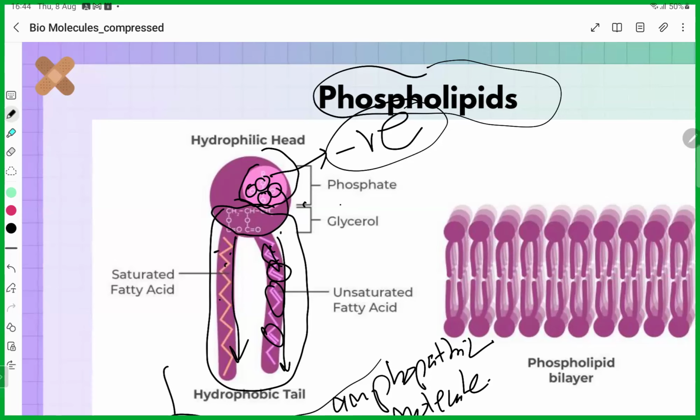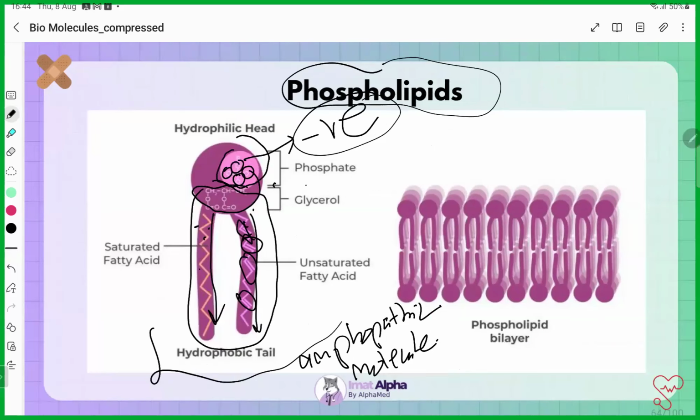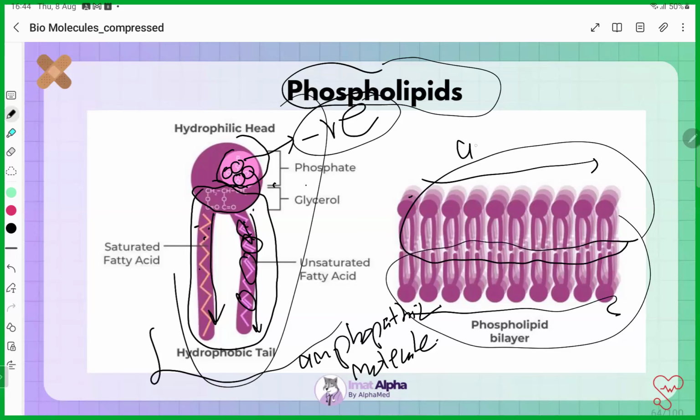Okay. So the phospholipid bilayer, which makes the cell membrane, is made of many of these molecules, all set together and arranged in two layers, one up and one down. And these two layers are asymmetrical. They are not symmetrical, they are asymmetrical.